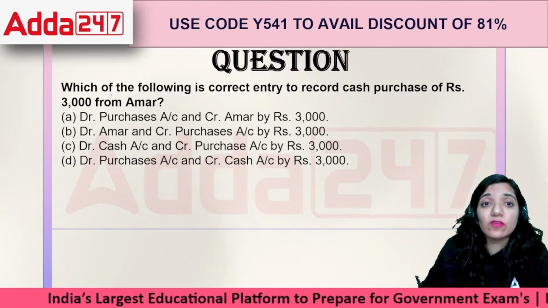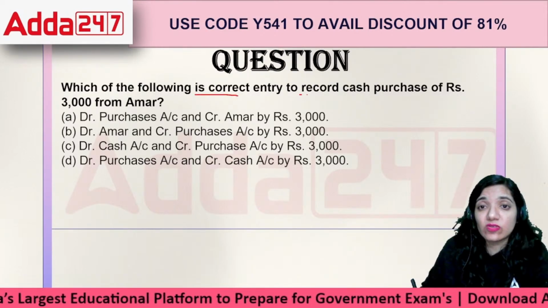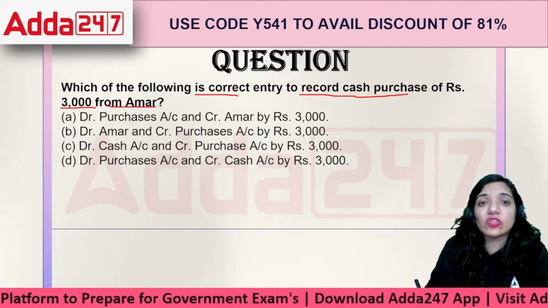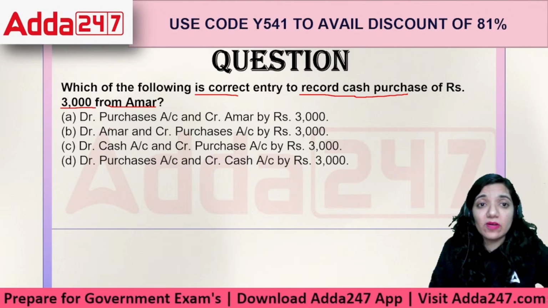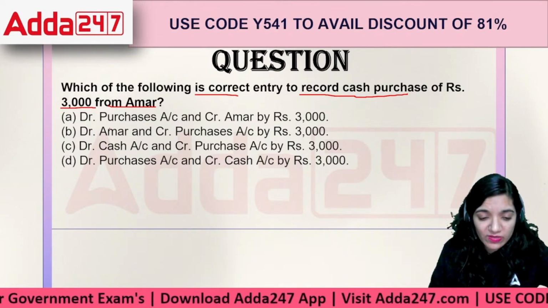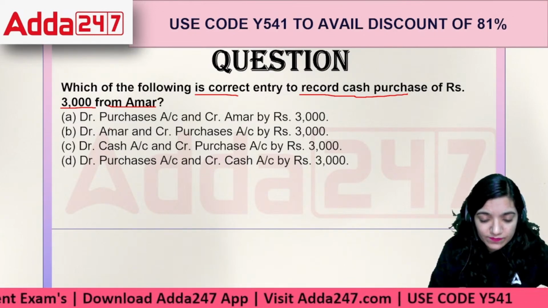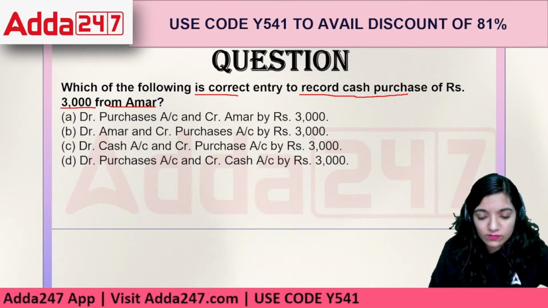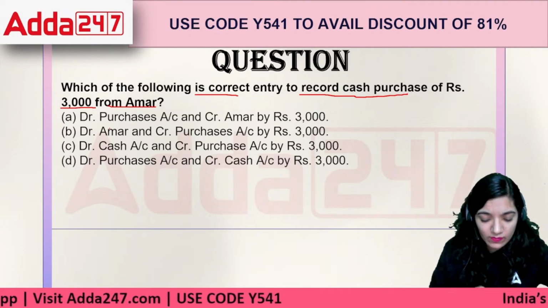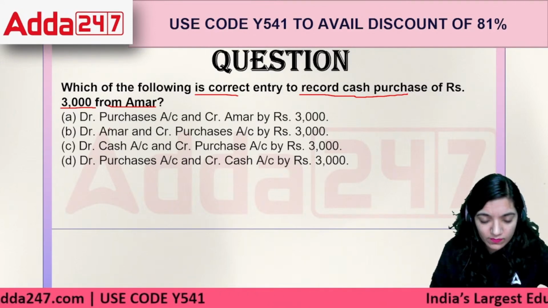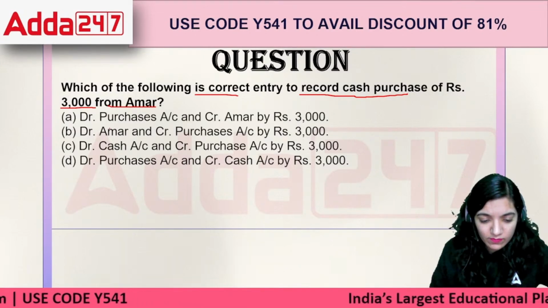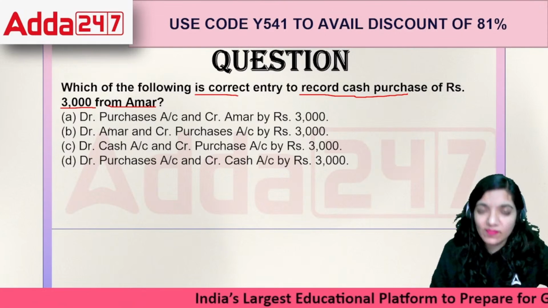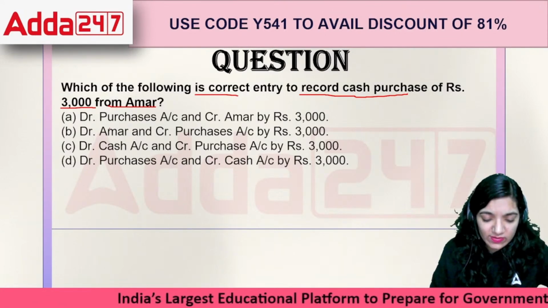Next is, which of the following is the correct entry to record the cash purchase of 3000 from Amar? If we purchased goods on credit from Amar, then where would it be recorded? What would be the correct journal entry, everyone?